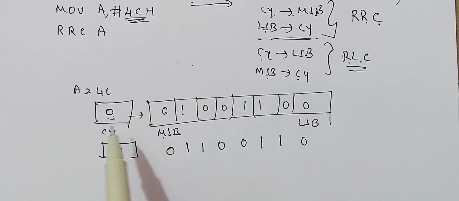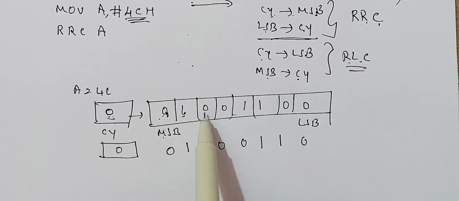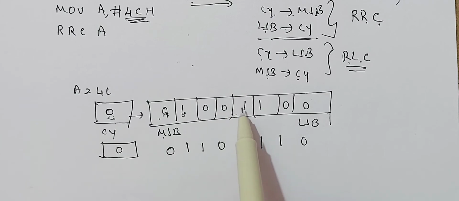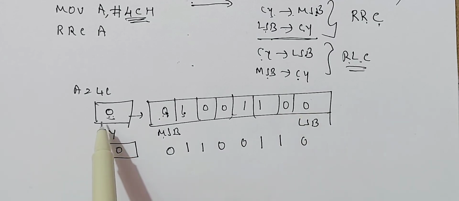Okay. In RRC operation, you are shifting each bit to the right side. Therefore, this carry goes to MSB and this goes to this. This carry goes to MSB and this 0 goes to here. This 1 goes to here. This 0 goes to here. This 0 goes to here. This 1 goes to here. This 1 goes to here. This 0 goes to here. Whereas this 0 goes to carry.